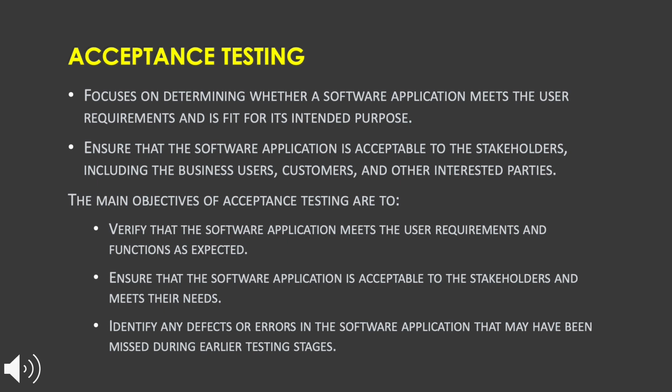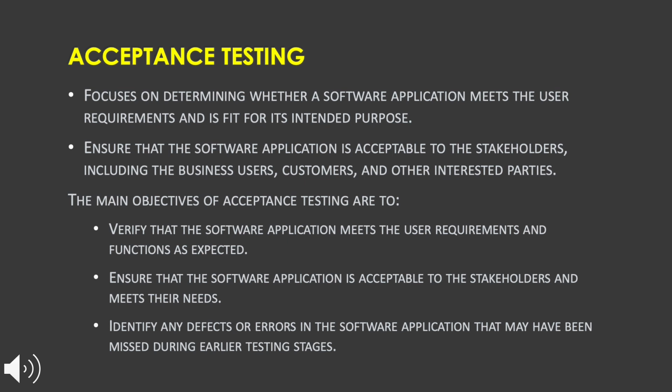It involves testing the software application in a production-like environment to ensure that it meets the user requirements and functions as expected. The main objectives of acceptance testing are to verify that the software application meets the user requirements and functions as expected, ensure that the software application is acceptable to the stakeholders and meets their needs, and identify any defects or errors in the software application that may have been missed during earlier testing stages.